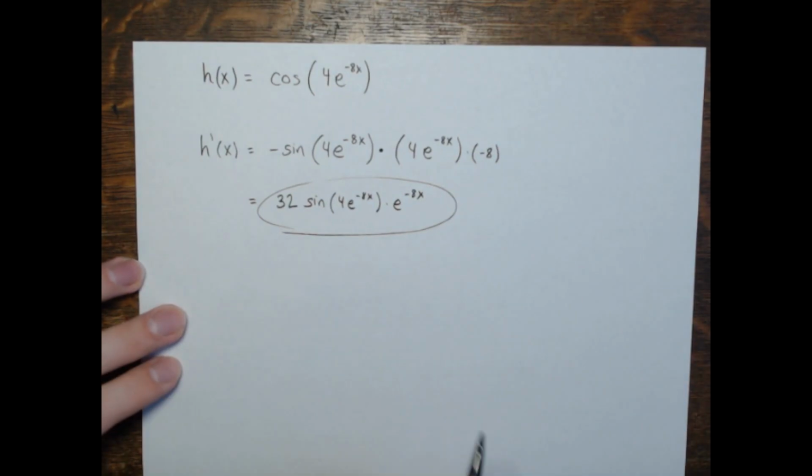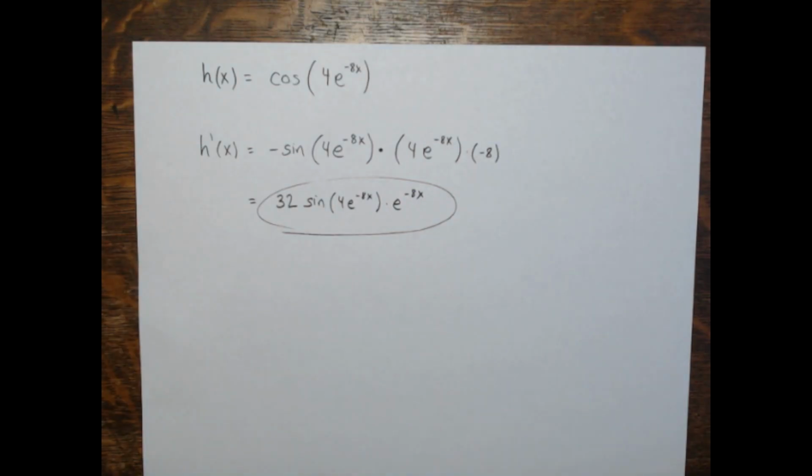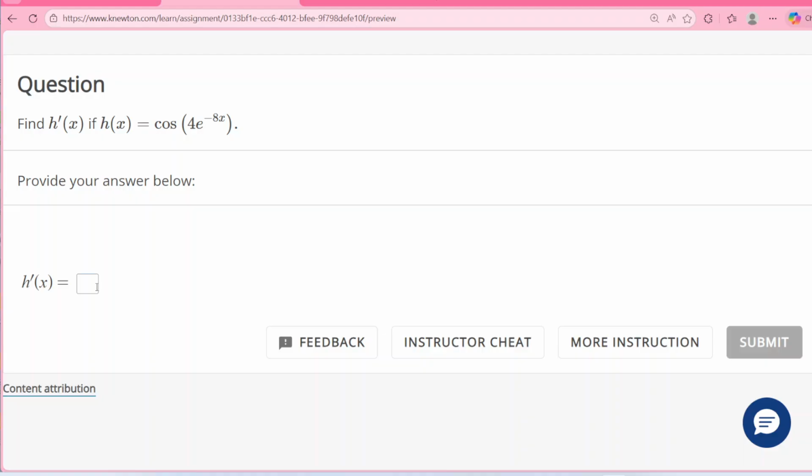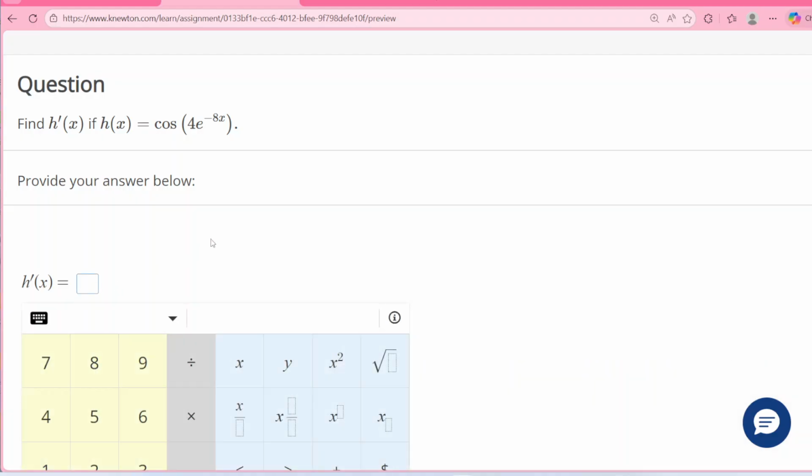And this is what I'll type in. So positive 32 times the sine of 4 times e to the negative 8x power, and then times e to the negative 8x power outside that.